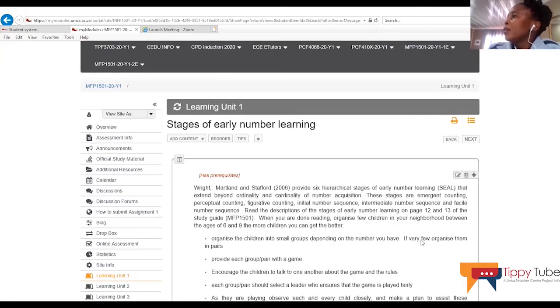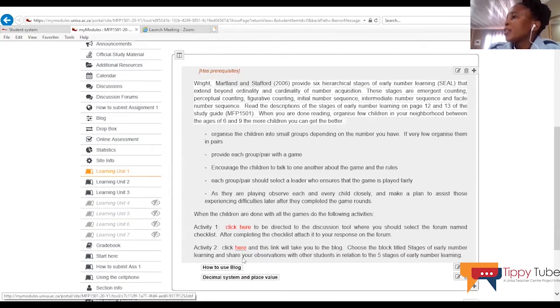And then this one has 2 activities, where in the first activity, you have to do it again in the discussion tool. You'll follow the same route as I indicated with the previous activity. And then the new thing here, which you're going to do, is the blog. So the second activity, you're going to click here, and then it will take you to the blog.